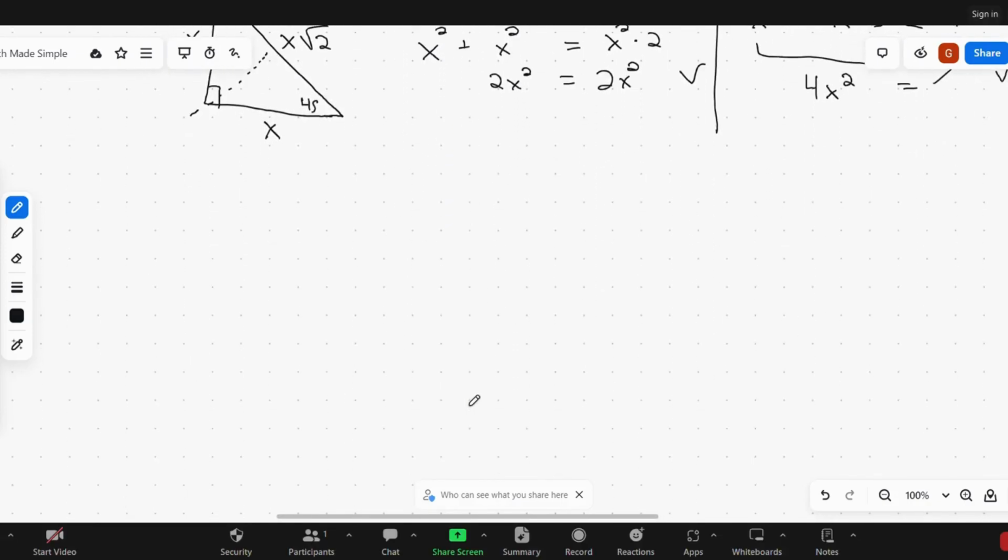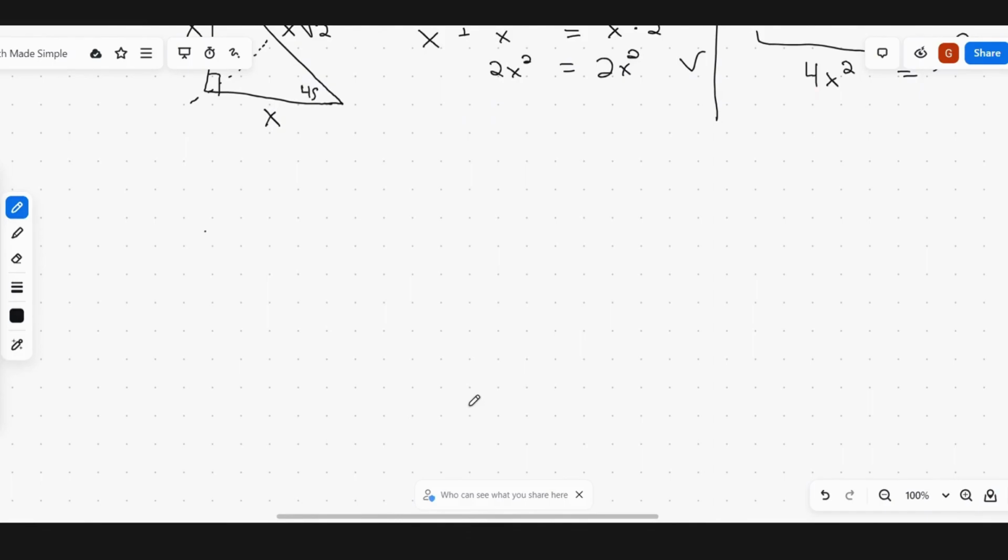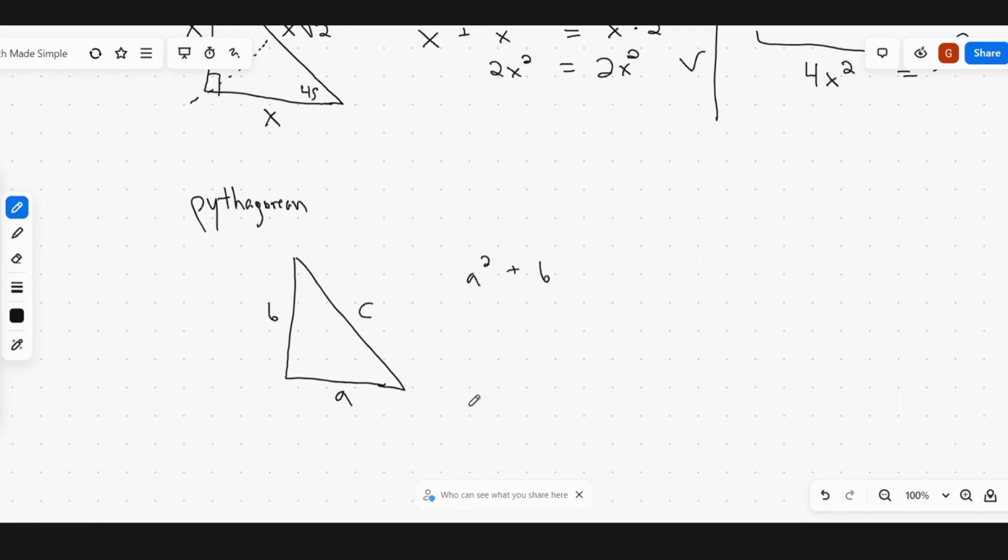Now, the final type of special right triangle is what we call a Pythagorean triple. We mentioned this briefly in the previous video. Using Pythagorean's theorem, we know there's an a, b, and c, and a squared plus b squared equals c squared. This works for any right triangle, no matter what the lengths are, as long as you have a 90-degree angle in this bottom corner. So there are a few select combinations of numbers where you get whole integers as values of a, b, and c.